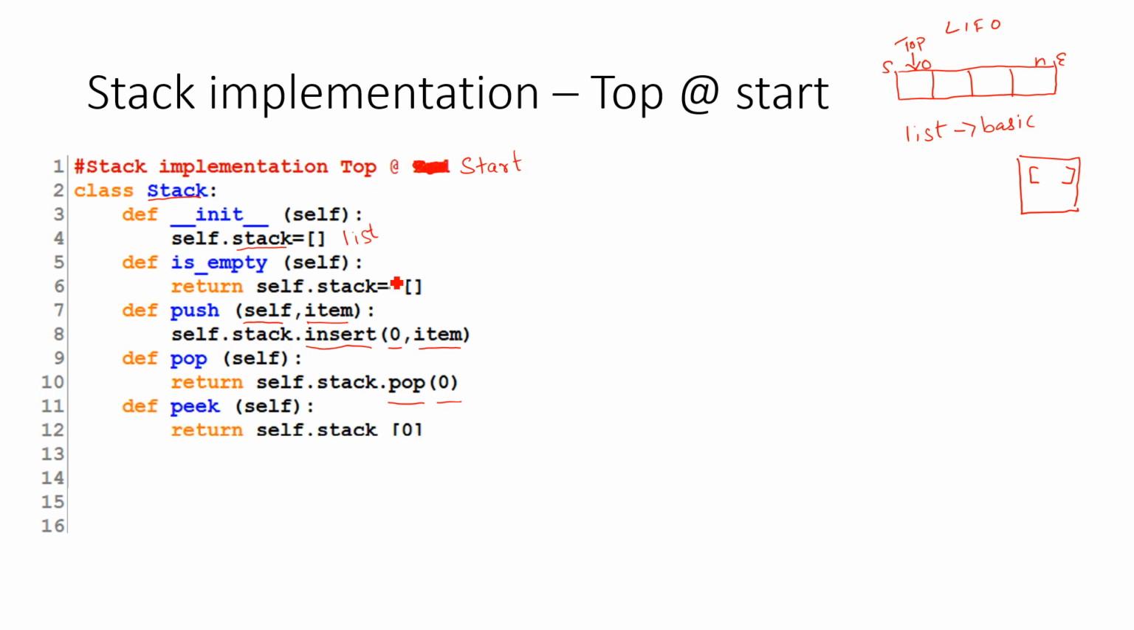What the peek does is not remove the value; rather, it will return whatever value is at the top position. The top position is 0. So by accessing the list at location 0, we get the value at the top position, which can be returned. Similarly, we have a size method, which uses the list method called length of the list.